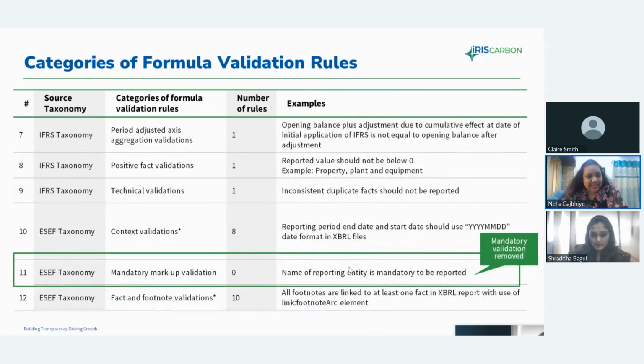Then we have period adjusted axis aggregation validation. So your opening balance plus adjustment due to cumulative effect should always be equal to opening balance after adjustments. If not, then this will throw the error of period adjusted axis aggregation validation. Similarly, positive fact validation is similar to the negative fact validation. So there are certain elements where the value reported should be 0 or more than 0. If by any chance any negative value is reported, then it will throw the positive fact validations.